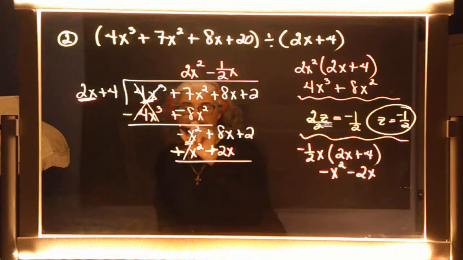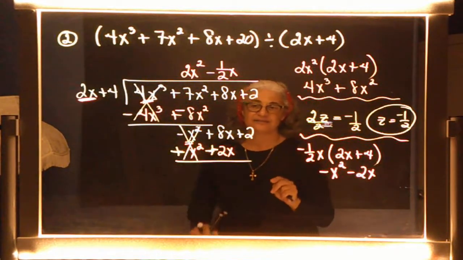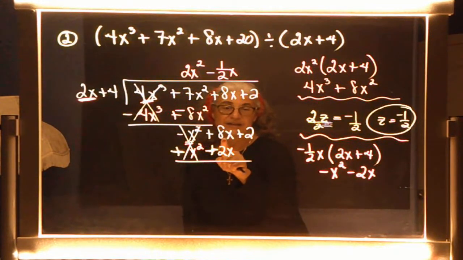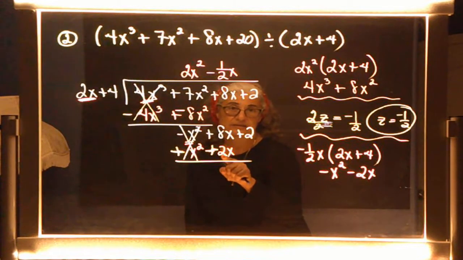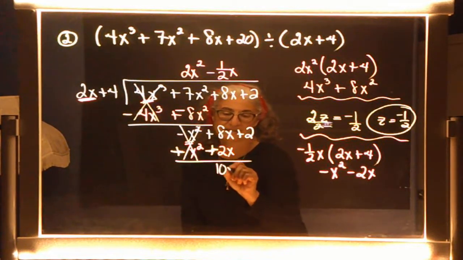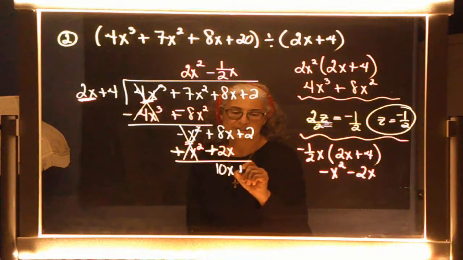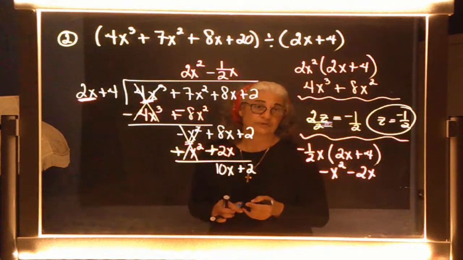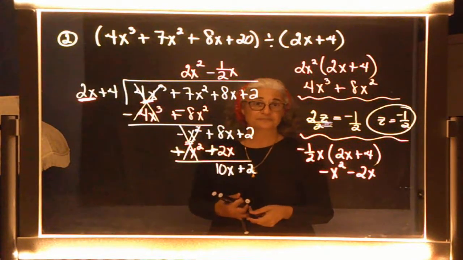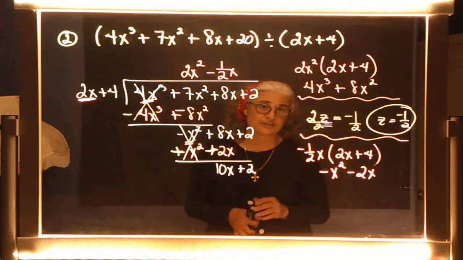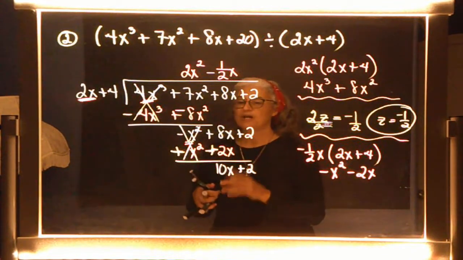Yay! They cancel out. That was our goal. Yay! And now you've got a positive 8x plus 2x. Good, 10x. And then we bring down that only number left, the 2, correct? And then we start all over again, don't we? Good.